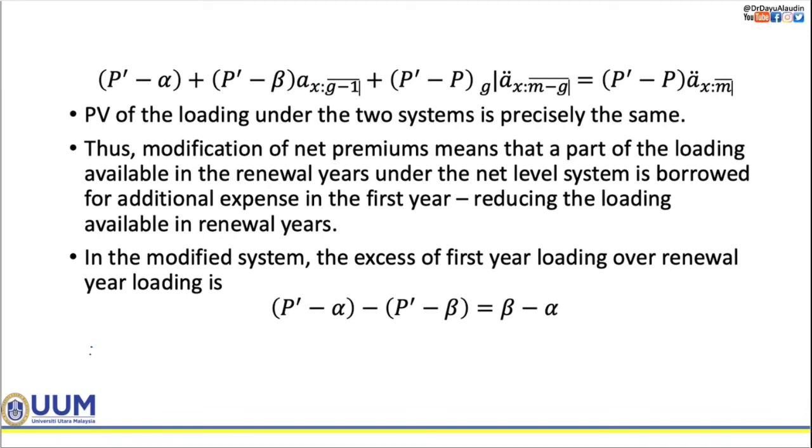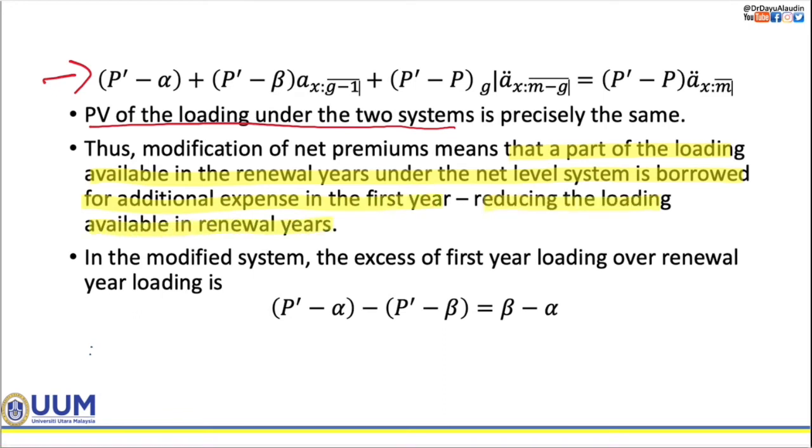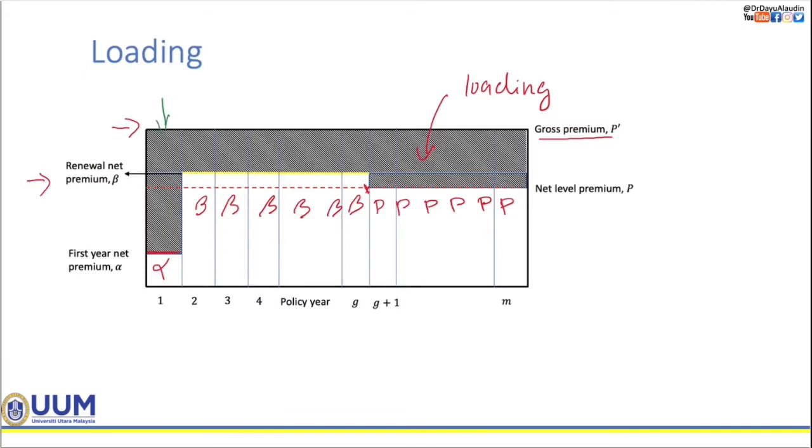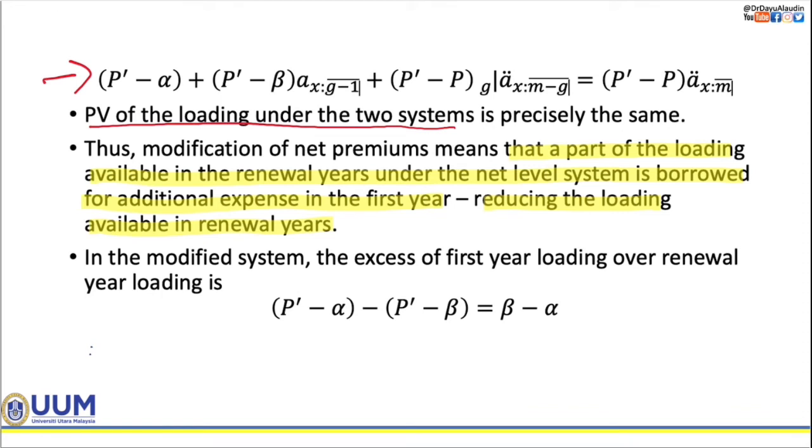And this equation shows the PV of the loading under the two systems is precisely the same. Thus, modification of net premium means that a part of the loading available in the renewal years under the net level system is borrowed for additional expense in the first year, reducing the loading available in renewal years. So the loading for the first year is greater than the subsequent years. So this loading covered the first year loading.